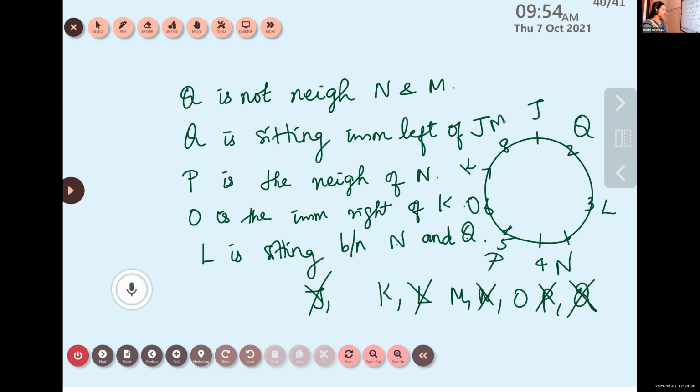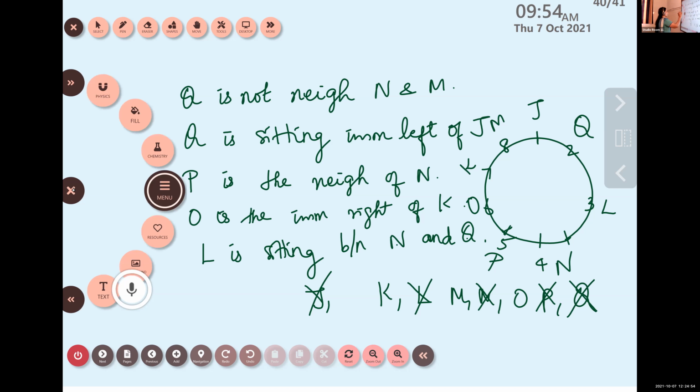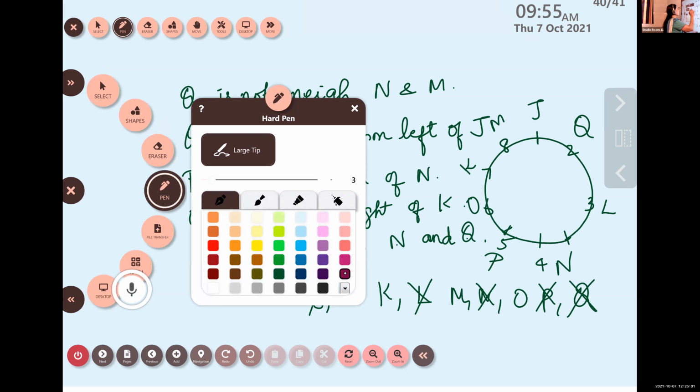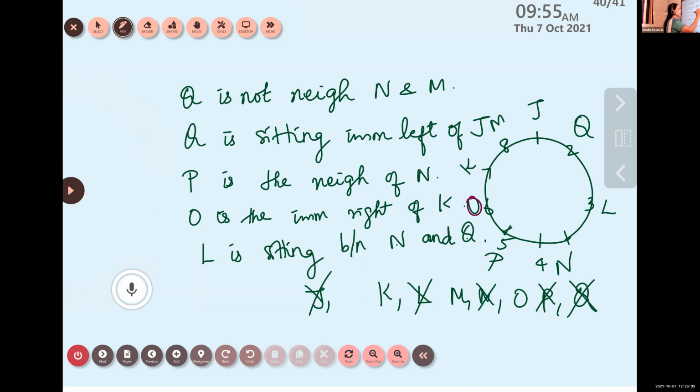Once you set this, you check it. Is it correct? Is it working? Whether it satisfies all the conditions. Check it. O, K, J, Q, L, N, P. M is here.